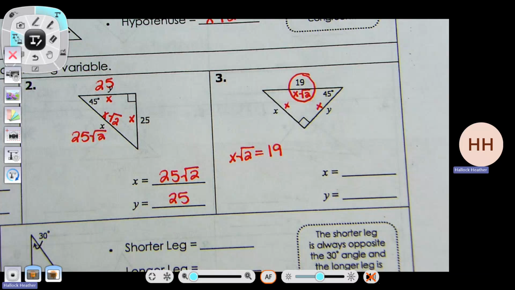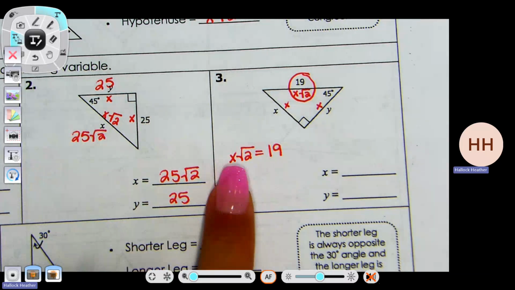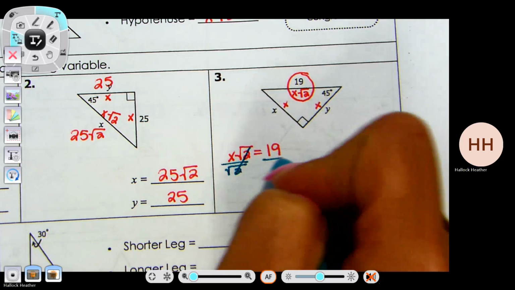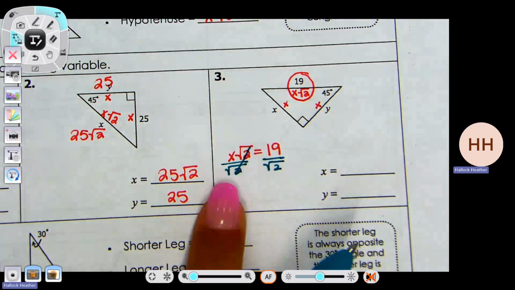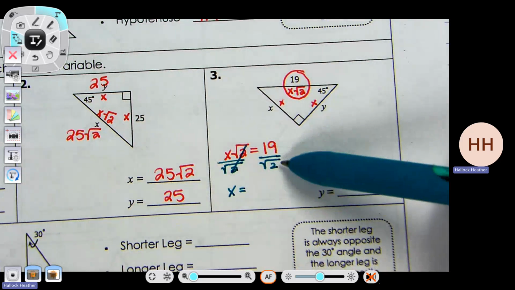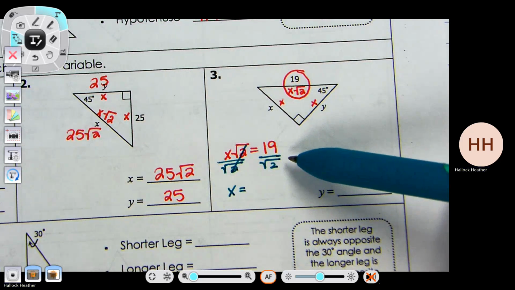From algebra 1, we need to get X by itself. So this is X times the square root of 2. So how am I going to get rid of the square root of 2? Divide. So we're going to divide by the square root of 2 to both sides. Just like normal, these ones cross out. So I have X equals, and I cannot leave it as 19 over the square root of 2. This is the tricky part.